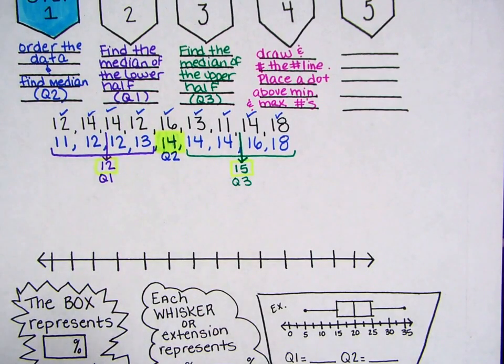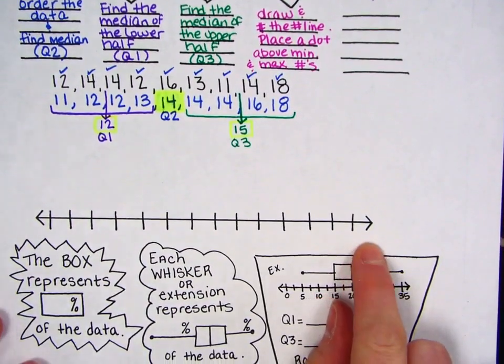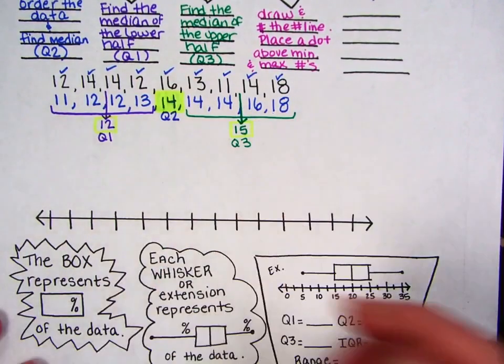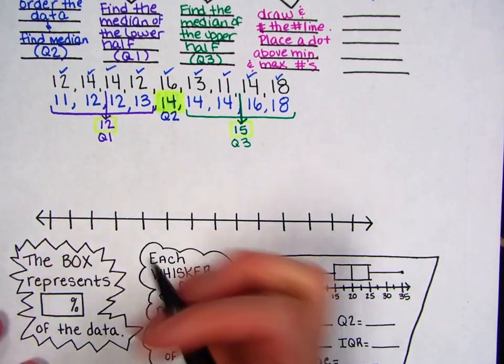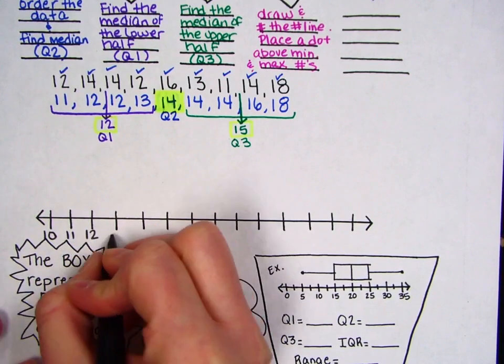Now, step 4 was to number the number line. We have our number line down here. We need to number him. My lowest number is 11 and my highest is 18. So I'm going to start my number line. I think I'm just going to start him at 10 and then just keep going till I run out of little markings.